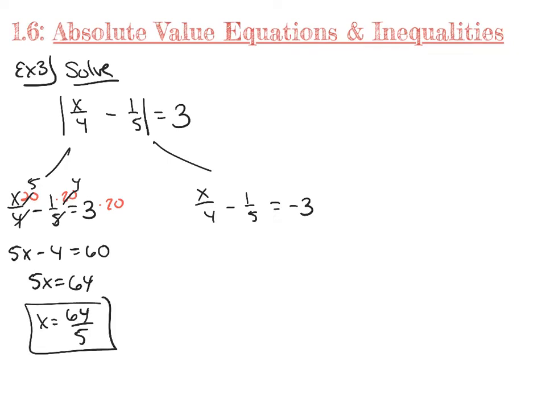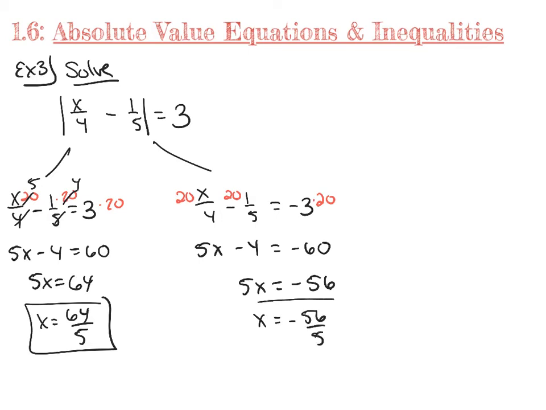And we're going to do exactly the same thing on the other side. When we multiply everything by 20, just as we did before, we still get 5x minus 4. Now it's equal to negative 60. So when we add the 4 to both sides, we have 5x equals negative 56. And dividing both sides by 5, x equals negative 56 over 5.